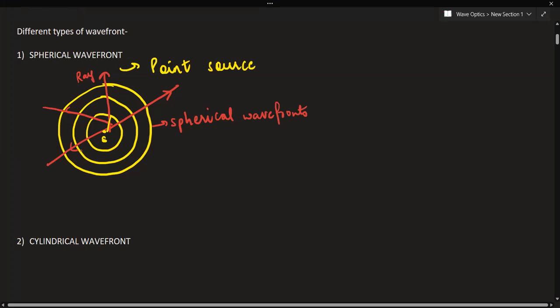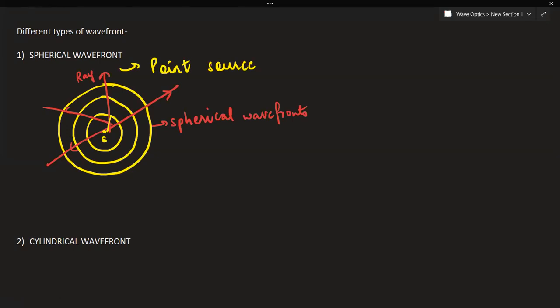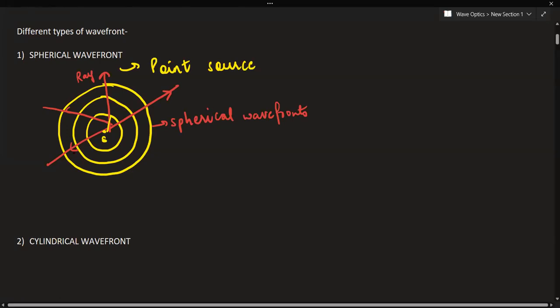In order to understand, you should remember that this ray of light represents the path along which light travels. So for a spherical wavefront, all the rays will be perpendicular. So this was the case of the spherical wavefront. The first type of wavefront we get is spherical, which is valid for a point source.